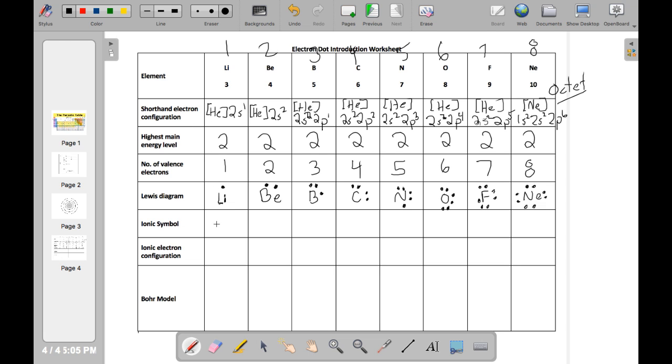Ionic symbol. So that's just going to be lithium. And remember, this is a metal. Think about it. Is it going to be easier for lithium to get rid of 1 electron, or will it be easier for lithium to gain 7 electrons to be just like neon? If I get rid of 1 electron, I'll be just like helium. Well, of course it'll be easier to get rid of 1 electron than gain 7. So lithium's going to get rid of this 1 electron.